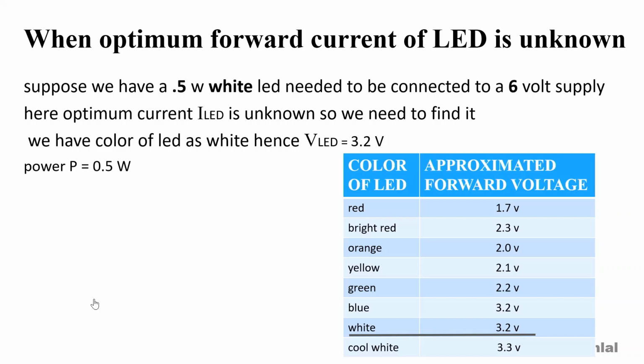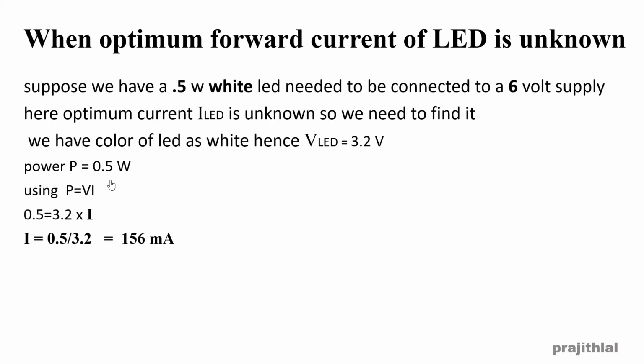We have the color of the LED as white. Hence from the chart, the voltage of the LED is equal to 3.2 volt. Also we are given the power P equal to 0.5 watt. So we can use the power equation P equal to VI. So 0.5 equal to 3.2 into I, where I is the unknown current. We can find the unknown current by dividing 0.5 by 3.2. Now we get the current as 156 milliampere.